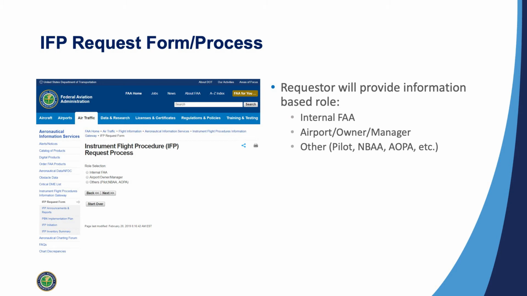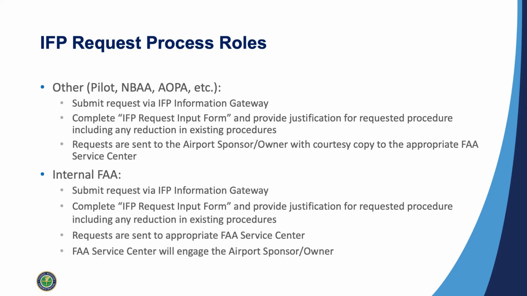When you click the IFP request form, this is the page that you will initially see. There are three role options: internal FAA, airport owner or manager, and other, such as pilot, NBAA, AOPA, etc. So there's a slightly different process for each of the roles. All will submit their request via the IFP Information Gateway and will complete the IFP request form and provide their justification for requested procedure, also including any reduction in existing procedures.